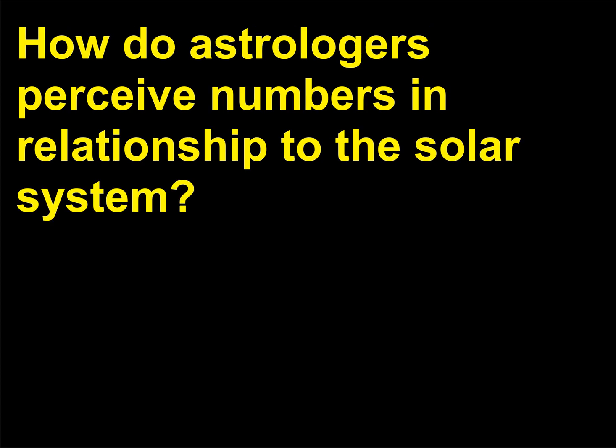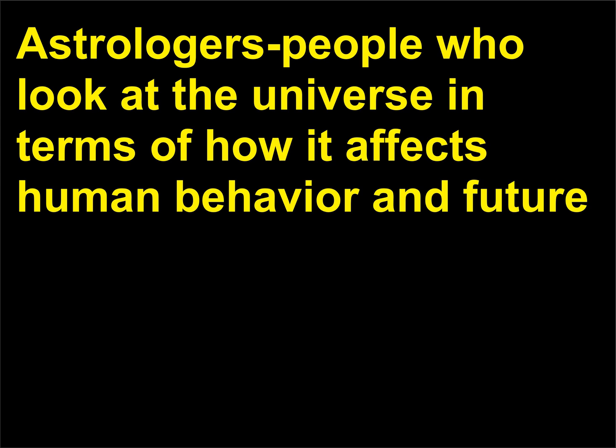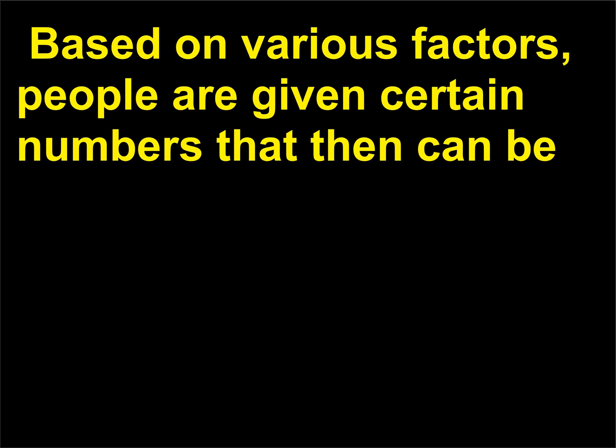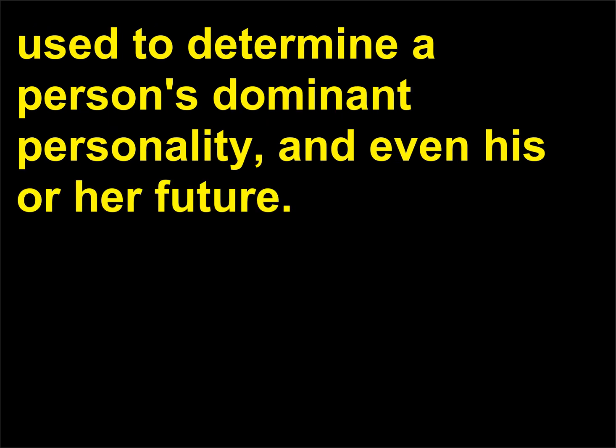How do astrologers perceive numbers in relationship to the solar system? Astrologers, people who look at the universe in terms of how it affects human behavior and future events, perceive that each number from 0 to 9 is ruled by a certain celestial body in our solar system. Based on various factors, people are given certain numbers that then can be used to determine a person's dominant personality, and even his or her future.